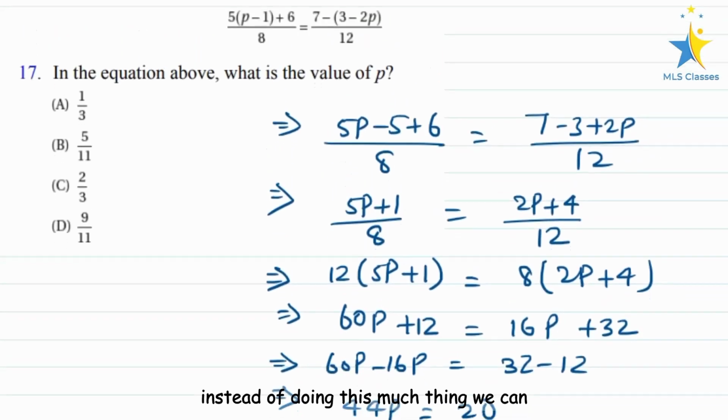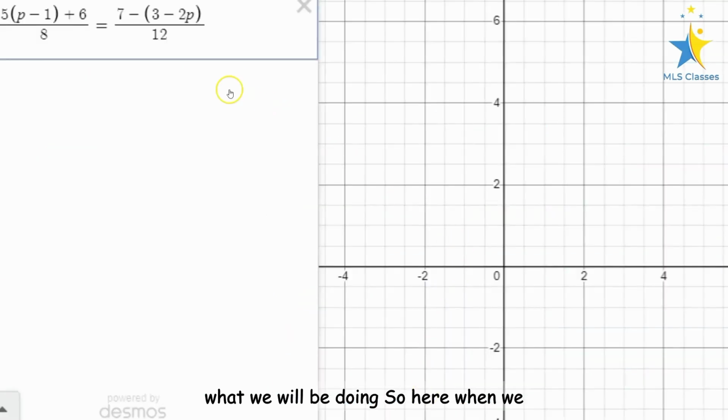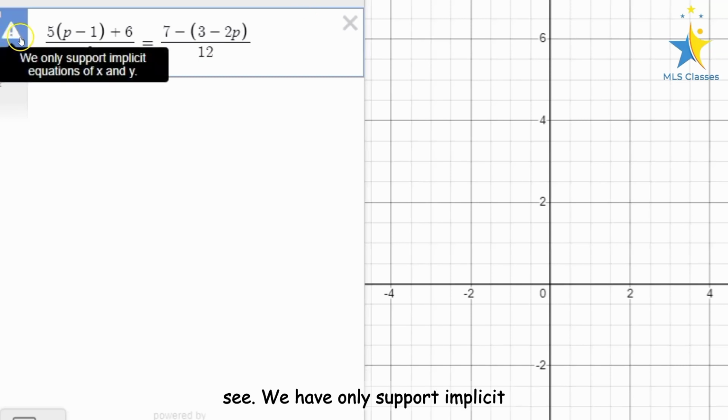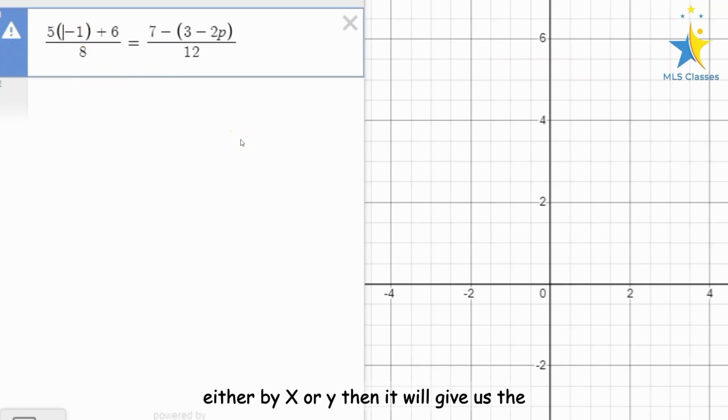But instead of doing this much work, we can simply do this through a graphing calculator. Like you can see here what we will be doing. So when we write this equation in the graphing calculator, suppose I am using dash mode. So here it's not taking. So what's the instruction here? You can see we only support implicit equations of x and y. So we'll replace p either by x or y. Then it will give us the solution.